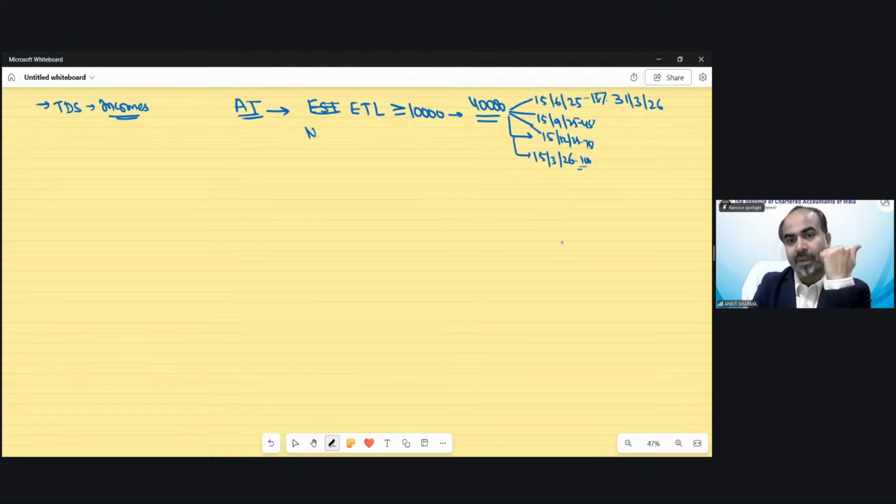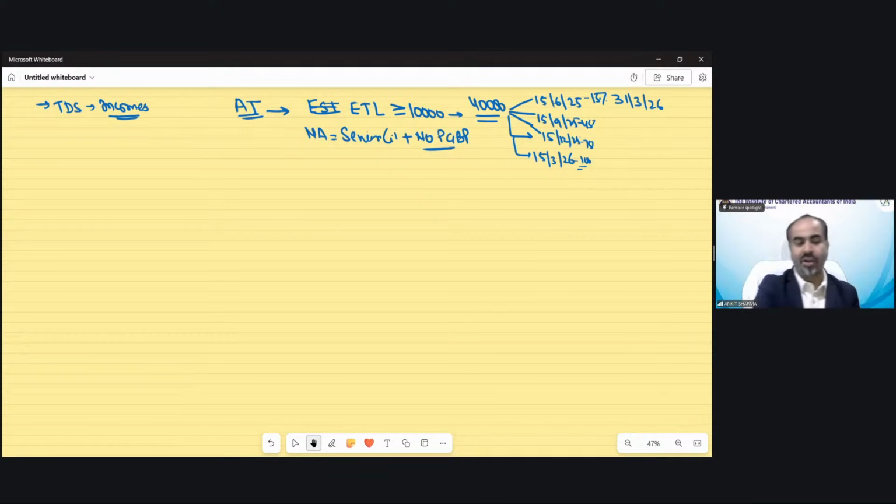This is not applicable in case of a senior citizen who does not have any business income. So if you are a senior citizen and you do not have any business income, then whatever your estimated tax liability, there is no requirement of deposit of advance tax. You can pay your tax at the time of filing of return. If you are a senior citizen but having business income, then the advance tax provision is going to be applicable upon you. So how it will work, let me tell you.